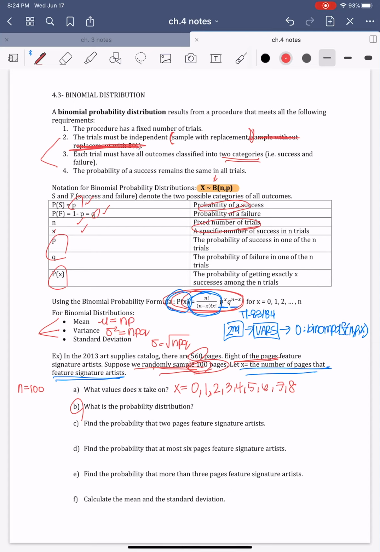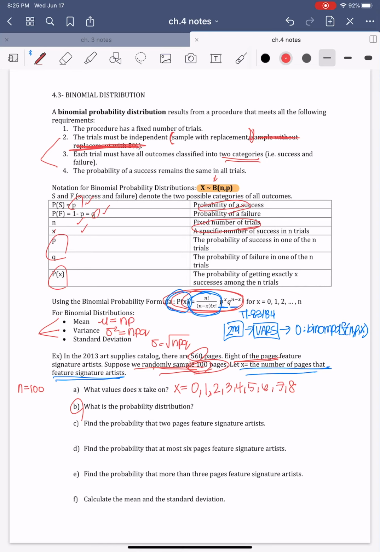It has a fixed number of trials, 100. Trials must be independent, sample with replacement. What does that mean? You open up the page and then close it and reopen. That page will not disappear, right? It will still be the 560 pages unless you're ripping out a page, but it didn't say that. So it's an independent event. Number 3, do I have 2 outcomes? Yes, pages that feature signature artists or pages that do not. So there are 2 conditions.